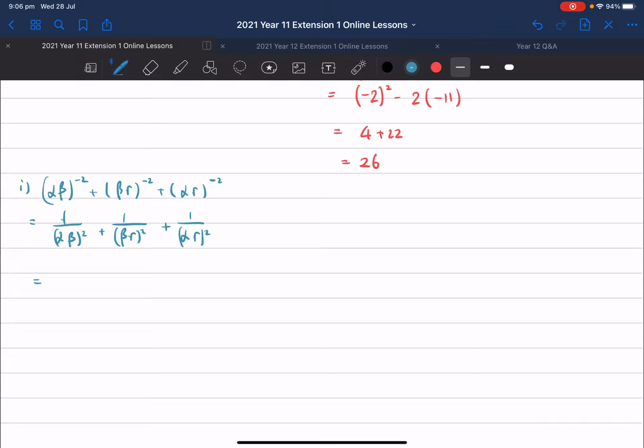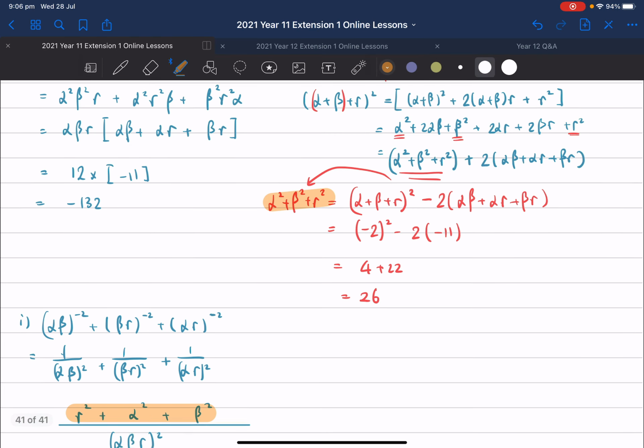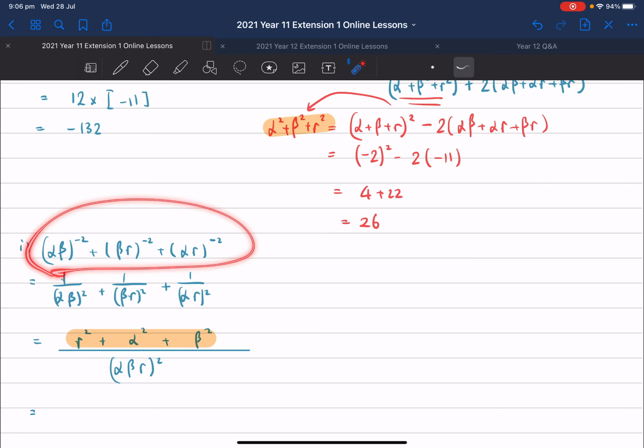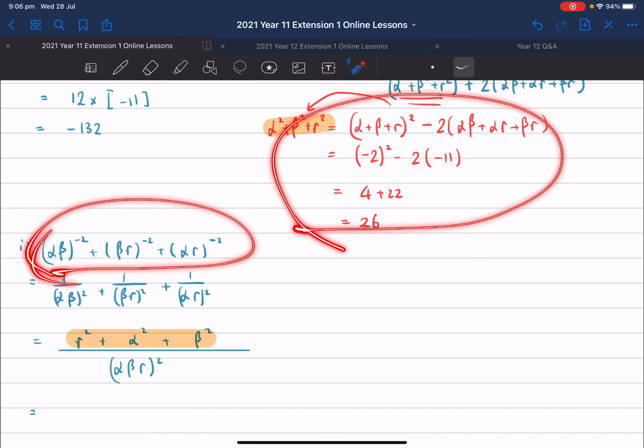All right, then we can make it the same denominator, like alpha beta gamma squared. And then we just need to add the terms that are missing from the denominator, which is here. And have a look at this numerator here. Is that the answer we had from the previous one? Okay, so in order for you to do this question, you need to do that question first before you can do this.